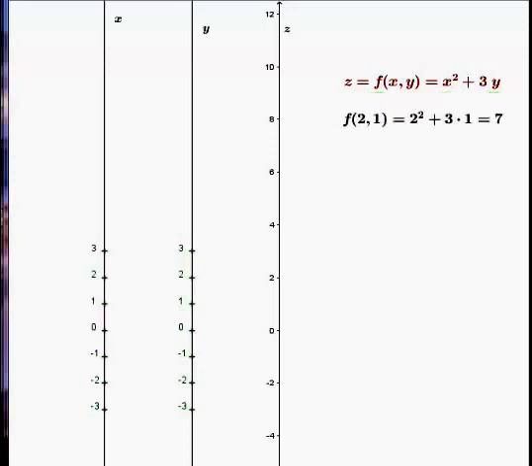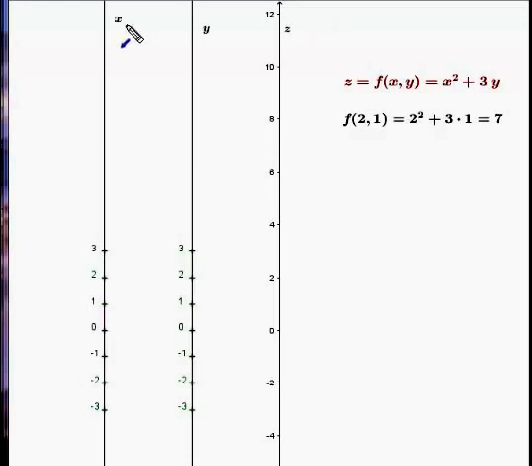Here we have the computation of the value of the function f for the number x equals 2 and y equals 1. So we take 2, we square it, we take 1, multiply it by 3, and then add them together. The result is 7. Let's see how that's visualized in our mapping diagram.